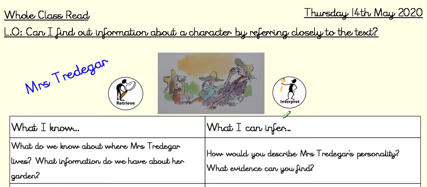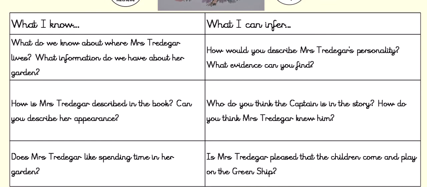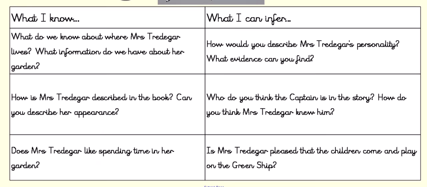So what I would like you to do is divide your page into two, or use the table that I've put onto Class Dojo. So divide your page into two and pop these headings in, please. What I know and what I can infer. And what I would like you to do is try to complete this table with three things that we know and we can find out from the text. So it's written down for us. We just need to retrieve it, and remember it. So you might want to go back and watch the videos of the green ship if you can't remember.